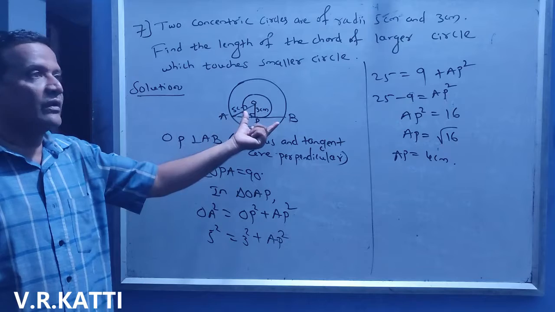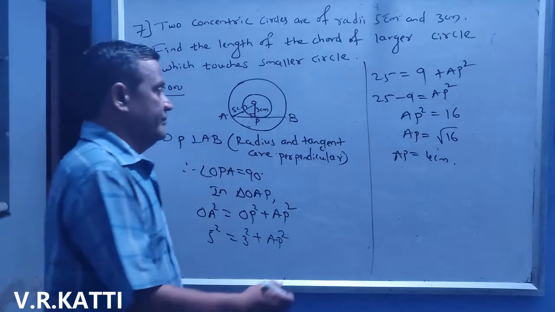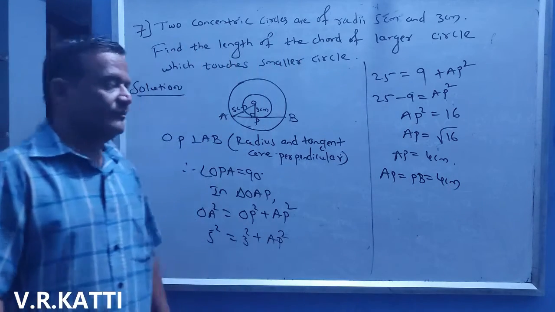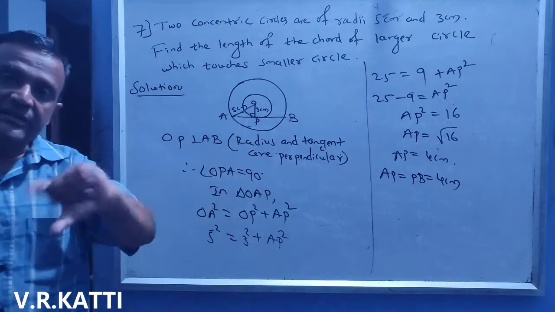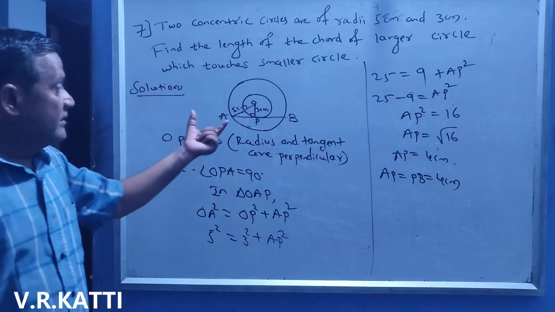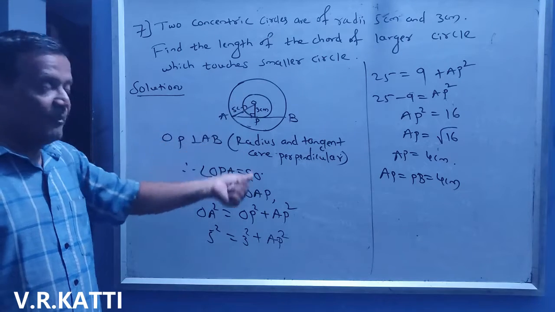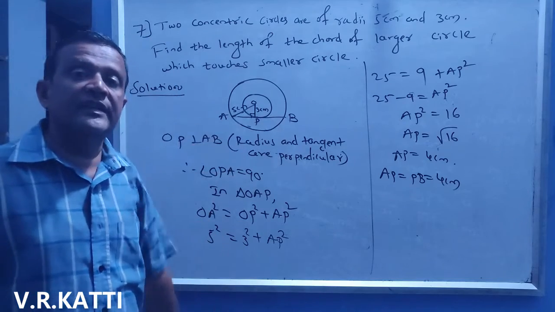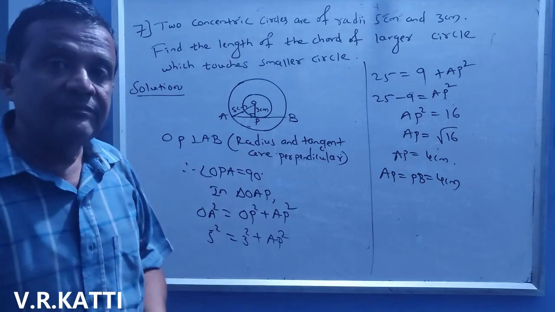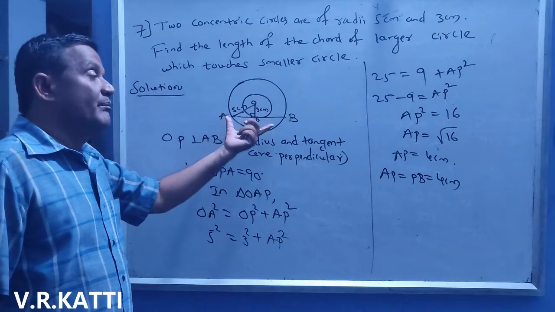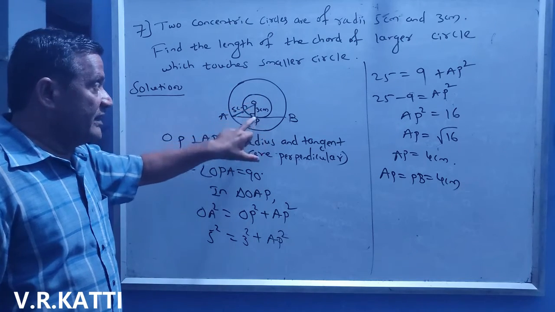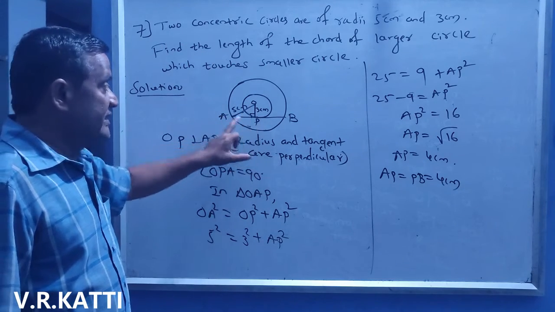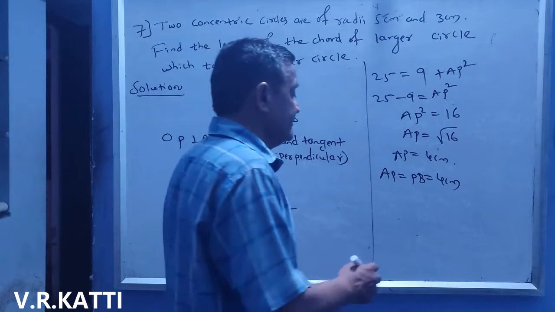So if AP is 4, then PB is also 4. AP equals PB equals 4, because the perpendicular drawn from the center of the circle, which you studied in 9th standard, bisects the chord. OP bisects AB. So write the reason, right?